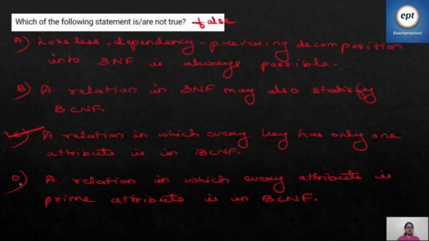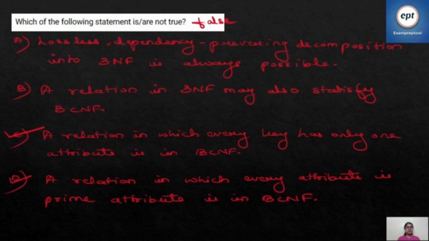And option D says a relation in which every attribute is a prime attribute is in BCNF. So it is also false, because it may be in 3NF but it may not be in BCNF. That's why option D is also incorrect.